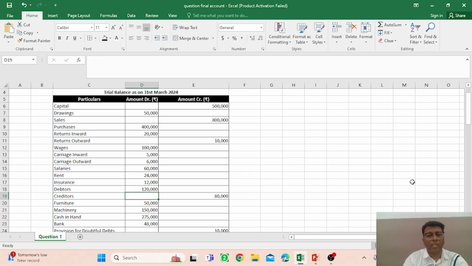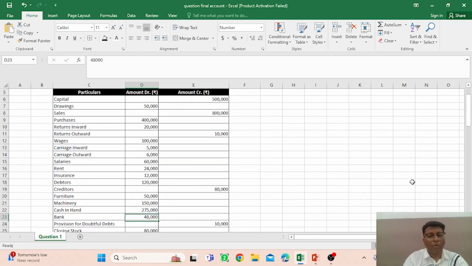And creditors are rupees 80,000 as given to you, it is a liability, so it would be shown on the liability side of the balance sheet. And furniture, machinery, cash, bank, these are the four assets in your trial balance, and you have to show them on the debit side of the balance sheet. And provision for doubtful debts, it is a matter of debtors, a matter of bad debts provision. An adjustment may be given in the question, so you have to be very careful when you are writing this particular loss or expense.